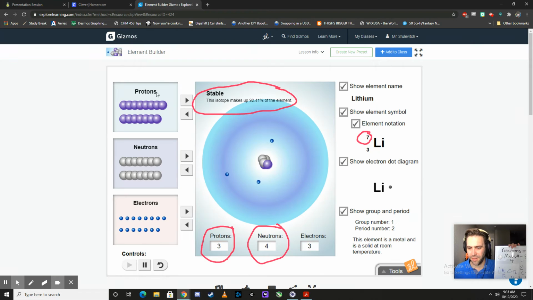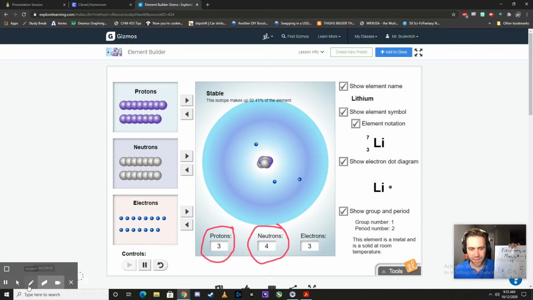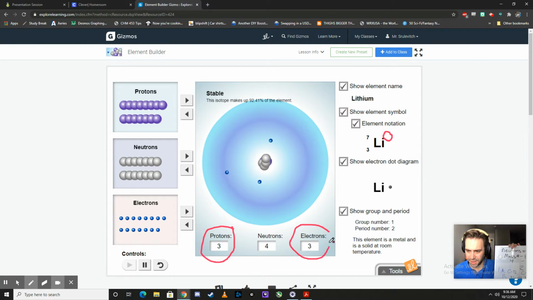Oh, okay, well, 3 protons. If it's neutral, protons and electrons have to be the same. So again, we're looking for neutral. And if this had a charge, there would be a charge up here in the top left. But there's nothing there because these two numbers, the electrons and the protons, are the same. There you go. Those are both the same.